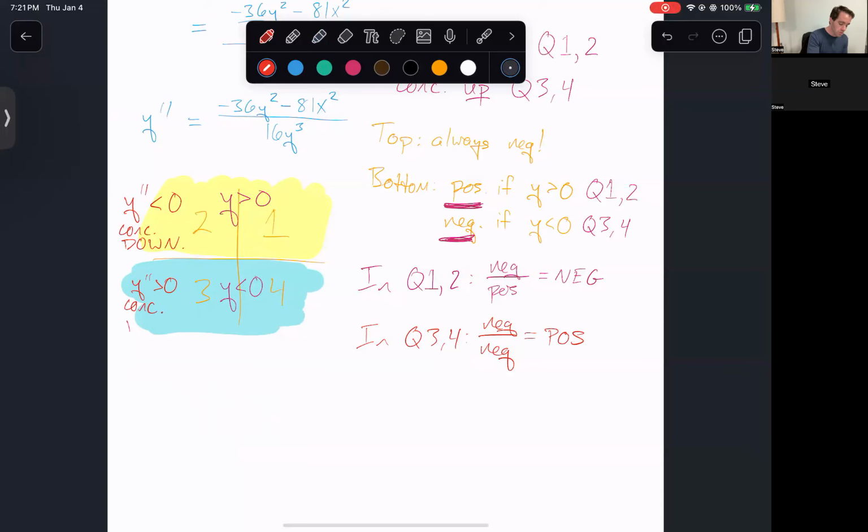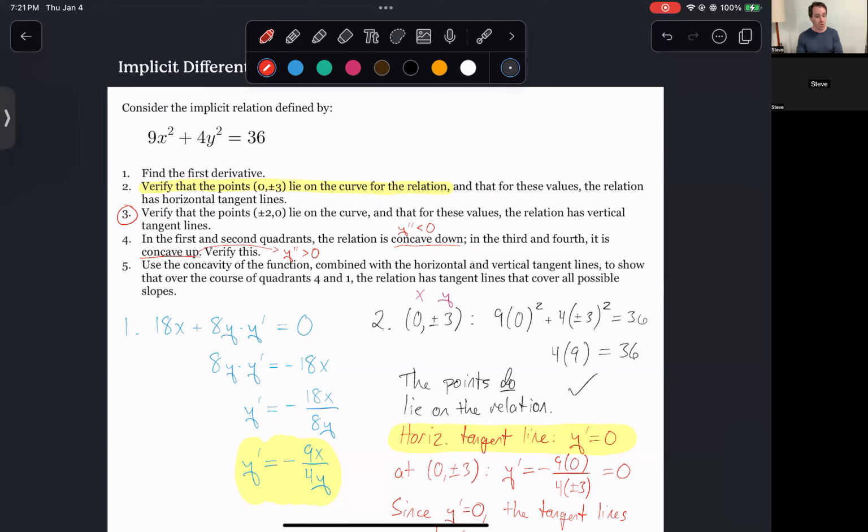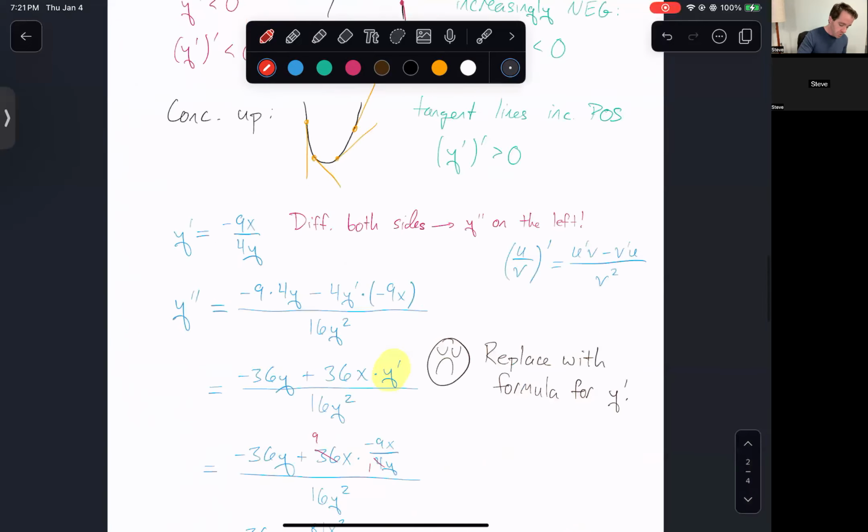Now, finally, number 5, use the concavity of the function combined with the horizontal and vertical tangent lines to show that over the course of quadrants 4 and 1, the relation has tangent lines that cover all possible slopes. So we're going to tie together a bunch of stuff from this problem. We're going to begin by drawing a very basic graph. We're interested in quadrants 1 and 4.